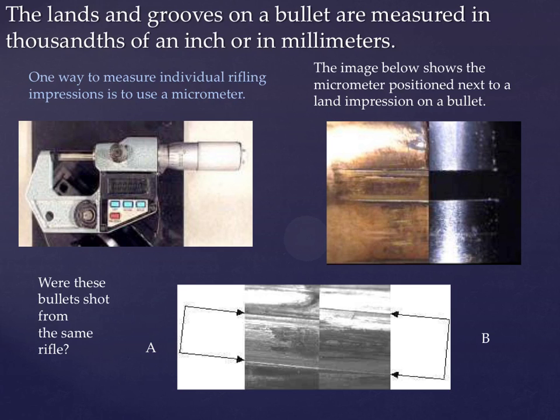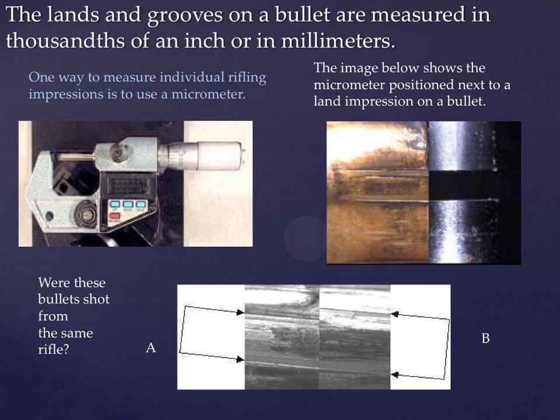Okay, and then down here I have just an example where we can look at the size of those lands and groove markings and determine if bullets came from the same kind of rifle. So here you can see that this is actually a groove, sorry, but you can see that the groove is a whole lot smaller than the groove over on B. So A's groove is smaller than the groove on B, which means that these two bullets did not come from the same firearm.